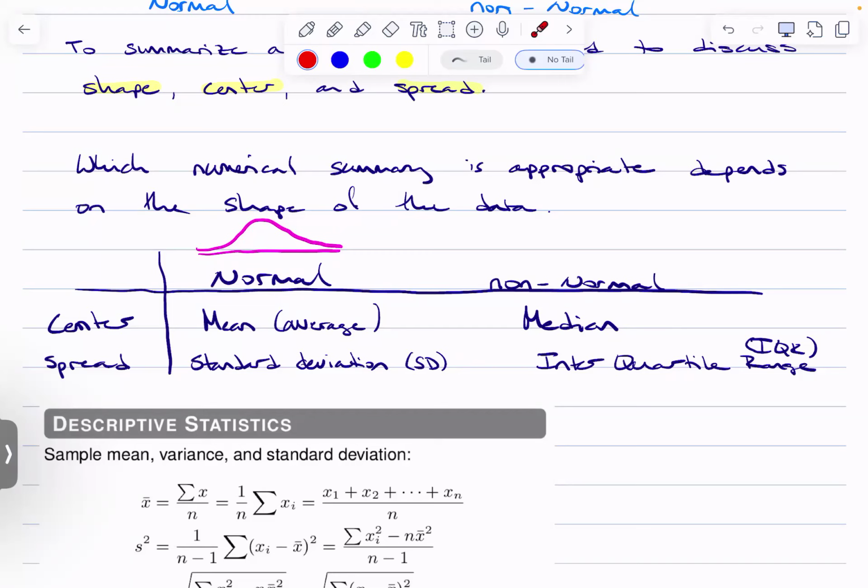So from last week, your job is to remember that if I have a normal distribution, then I use the mean and the standard deviation as my measures of center and spread. And if I have a non-normal distribution, then I need to use the median and the interquartile range as my measures of center and spread.